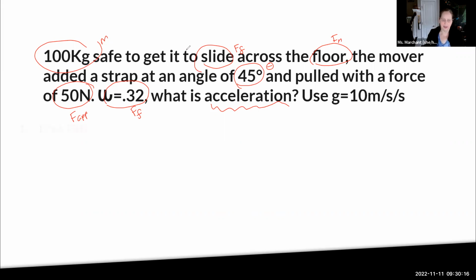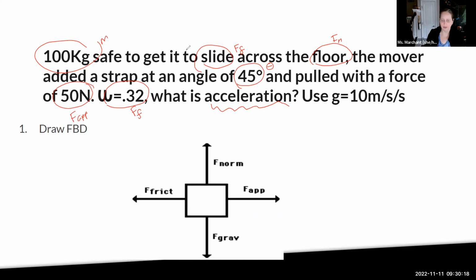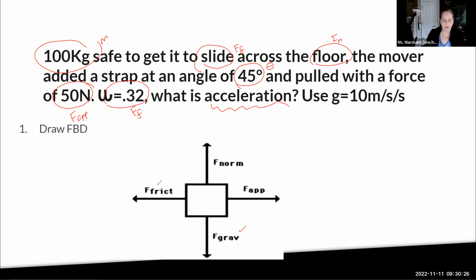Always start with your free body diagram. I start with the 4 standard forces, but you can do it differently. We have a force of gravity, which we pretty much always do, acting down. We have motion, so we have a kinetic friction. So we're going to have a force of friction that goes opposite the motion, so the arrow's opposite. We have a surface force, so we have a force of normal.